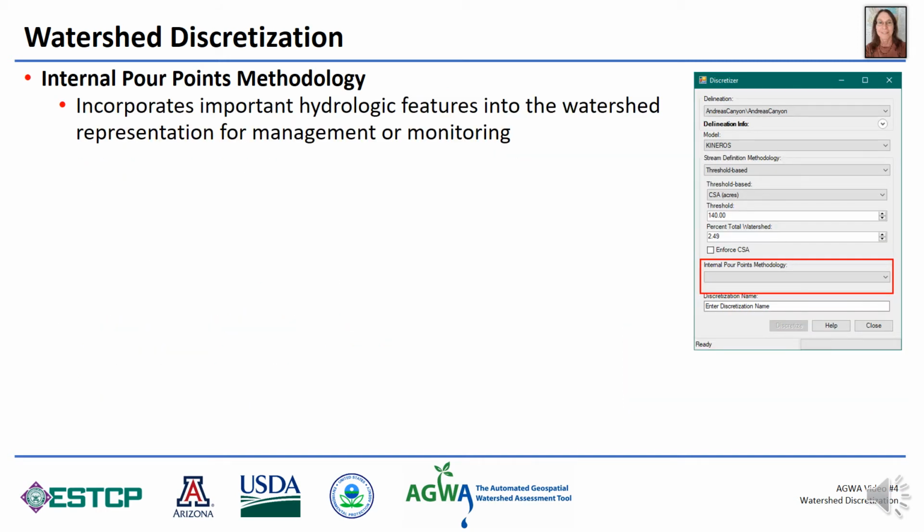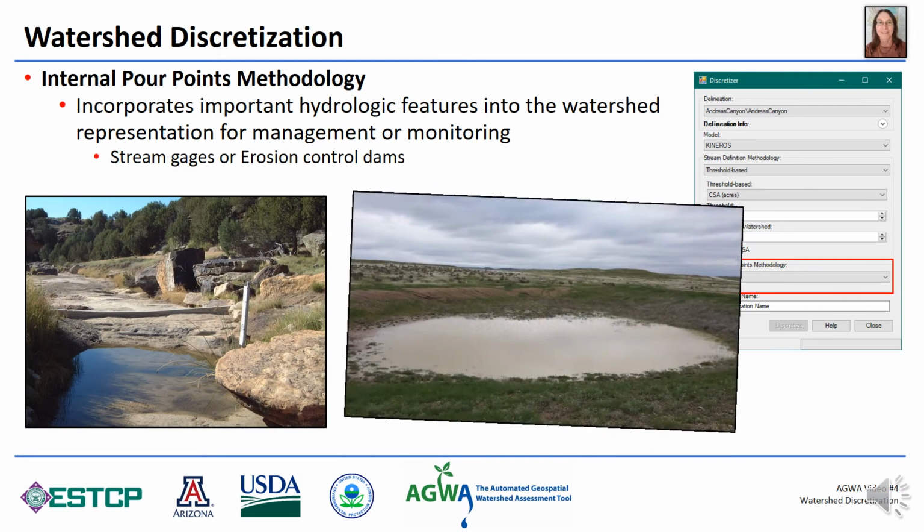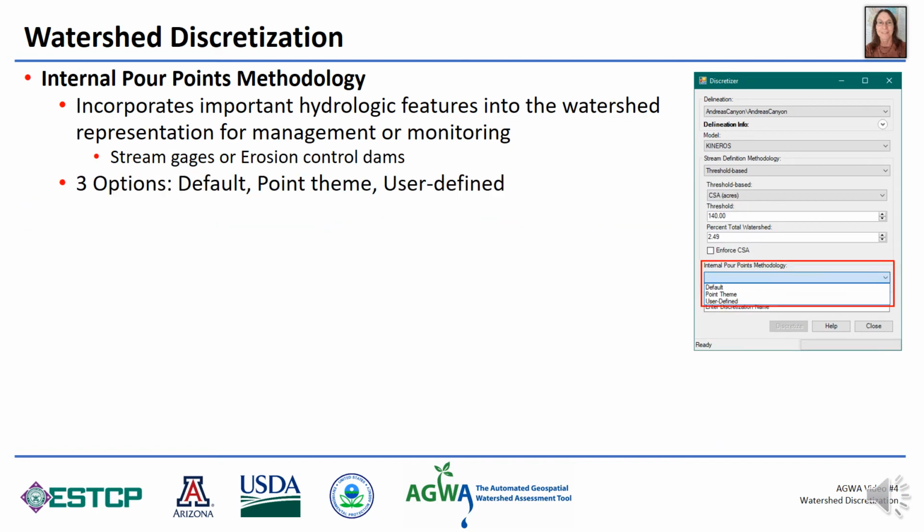The internal pour points methodology allows you to incorporate important hydrologic features into the watershed representation for management or monitoring, such as stream gauges or erosion control dams. There are three options for selecting internal pour points. The default method, which is to not use any internal pour points. The point theme, which is used to create pour points at specific locations, such as an erosion control dam or stream gauge. Or the user-defined method, which allows you to manually click on the stream network to identify pour points.